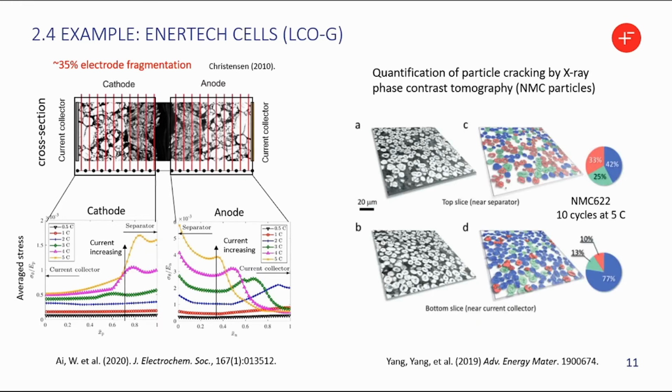There are also quantitative results of particle cracking in literature. For NMC particles, there is about 33% of particles being cracked. In comparison, the amount is only 10% at the current collector site.